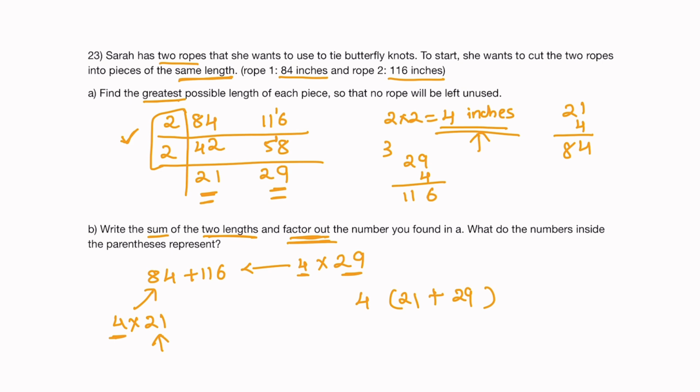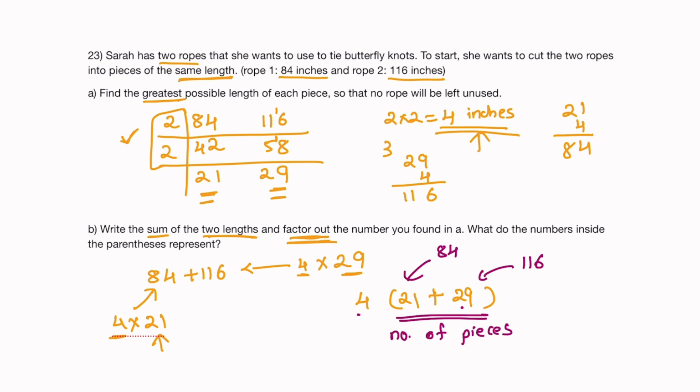Then it says, what do the numbers inside the parenthesis represent? What do these numbers represent? It represents the number of pieces. So this is from 84 inches, right? From that, each one is 4 inches and you can have 21 pieces over there. Same thing here, from 116, you can have 29 pieces, each measuring 4 inches. So the numbers inside represent the number of pieces that you can have with those two rope measurements. So that's it. Good?